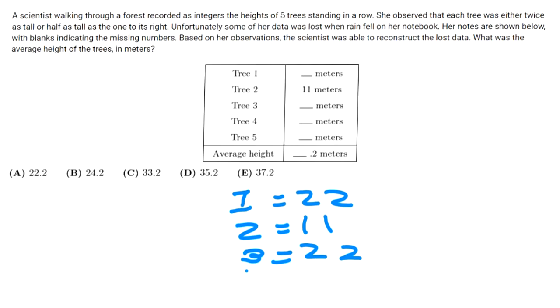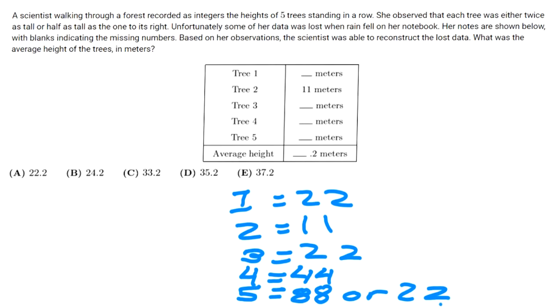And then we have some options for 4. We can half it or double it. So we can make it 44 or 11. So if we do 11 for 4, we can't divide for 5. So we're going to have to multiply. So for now, let's just keep it at 44 and 88 or 22.